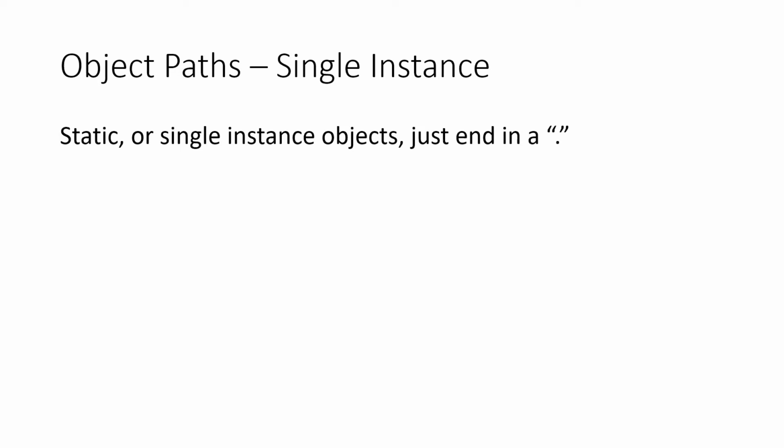Static objects, that is, those that are not multi-instance, are addressed starting with the root data model object with dot separators that lead to the desired object. Unless used as a reference in a reference parameter, object paths always end in a dot.